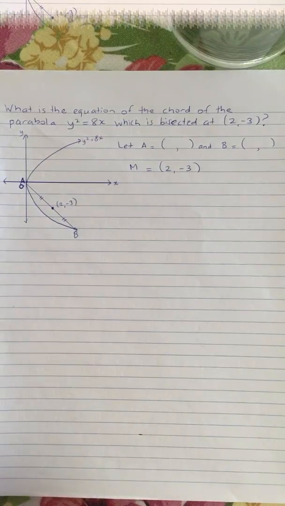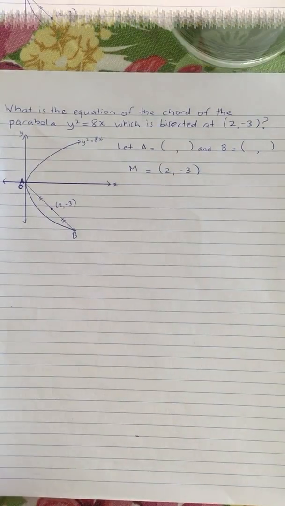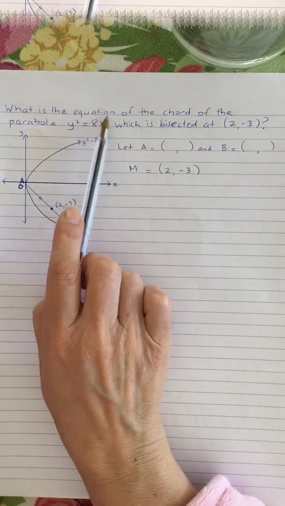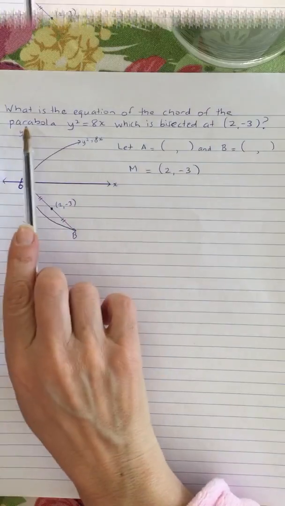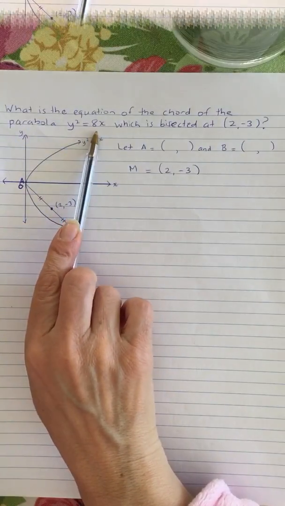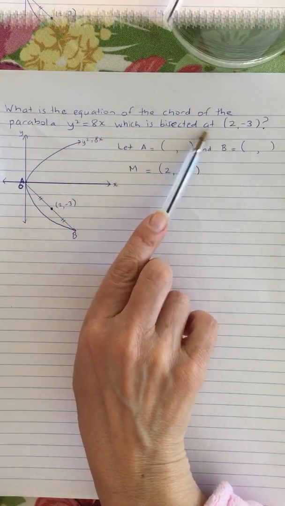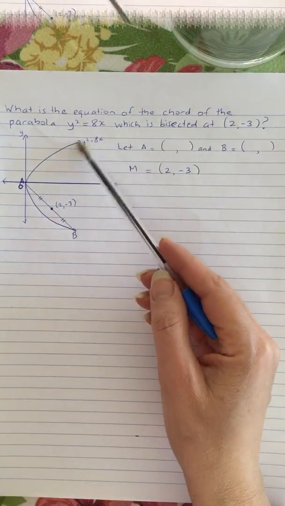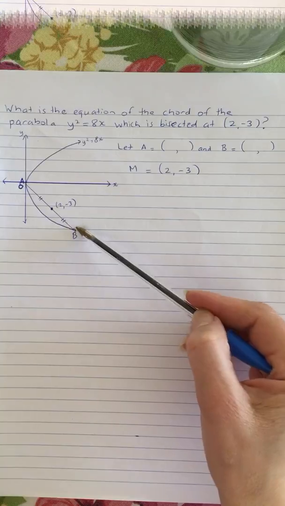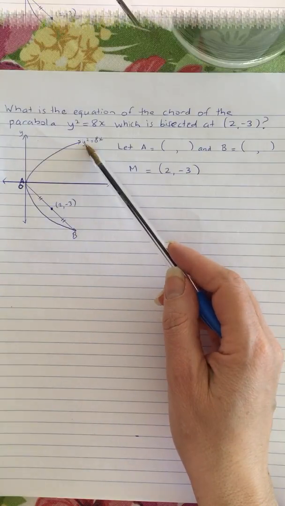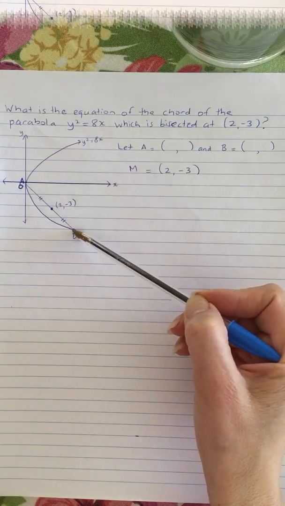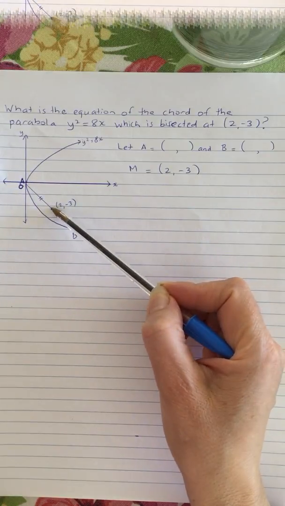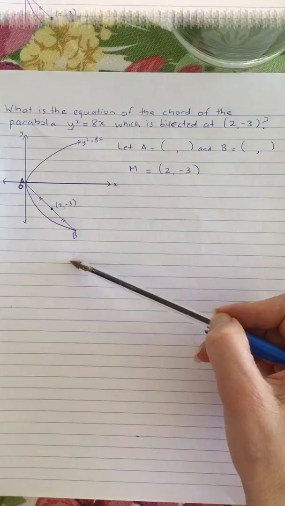Okay, the question that's been asked by one of my viewers is this one. What is the equation of the chord of the parabola y squared equals 8x, which is bisected at the point (2, -3)? So I've drawn the parabola y squared equals 8x, and I've drawn a chord which has a midpoint of (2, -3). This is not to scale, okay?